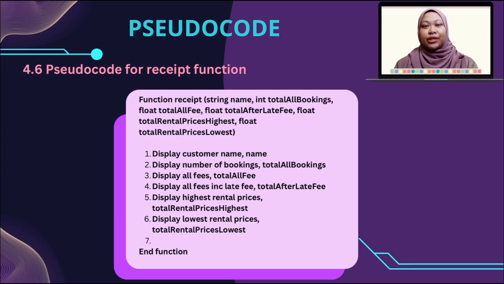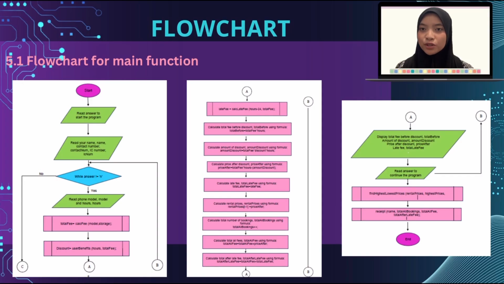4.6 pseudocode for receipt function. Function receipt with parameters string name, integer total all bookings, float total all fee, float total after late fee, float total rental prices highest, float total rental prices lowest. So first, display customer name in name variable. Then display number of bookings in total all bookings variable. Display all fees in total all fee variable. Next, display all fees including late fee in total after late fee. Display highest rental prices in total rental prices highest. Lastly, display lowest rental prices in total rental prices lowest. End of the function. Now, I will explain the flowchart for main function.